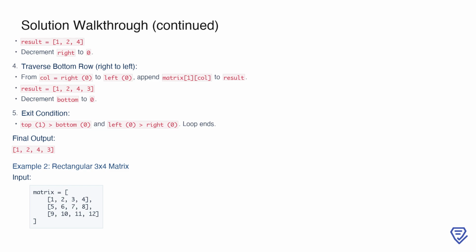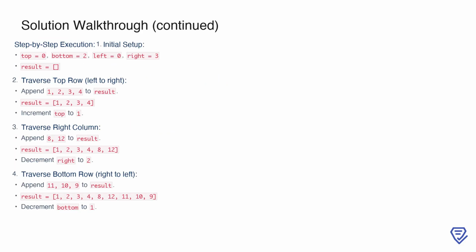With this example complete, we'll now look at a larger 3x4 rectangular matrix to see the same logic applied on a bigger scale. For this rectangular matrix, the initial setup defines the boundaries as top equals 0, bottom equals 2, left equals 0, and right equals 3, while the result array starts empty.